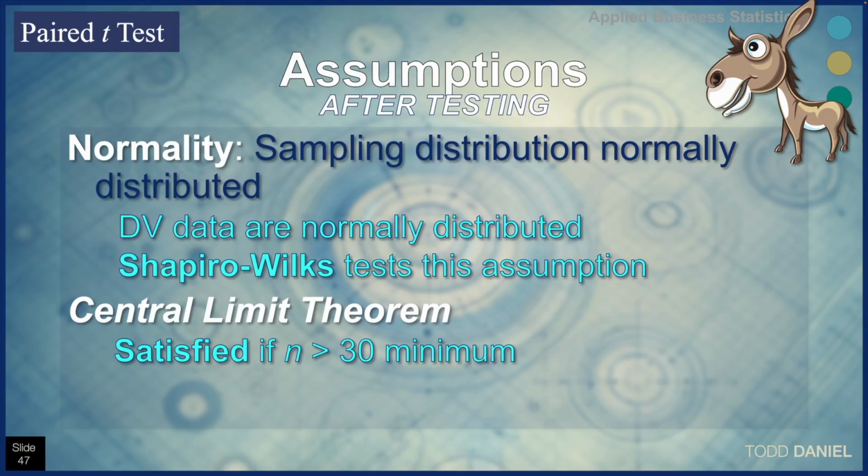The assumptions that we would test after we have collected data would be normality. Same idea, we're going to look at our dependent variable, make sure it's normally distributed. If so, then the central limit theorem assures us that even with small sample sizes, the assumption will be met. And if the Shapiro-Wilk test is statistically significant, or we have non-normality, if we have more than 30 in our sample size, then the assumption of normality can be assumed to be met close enough.